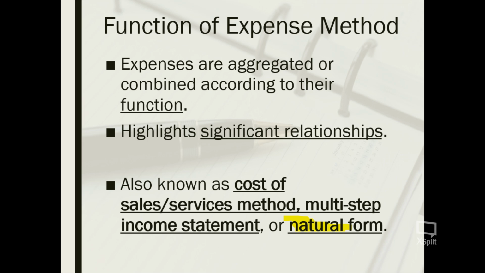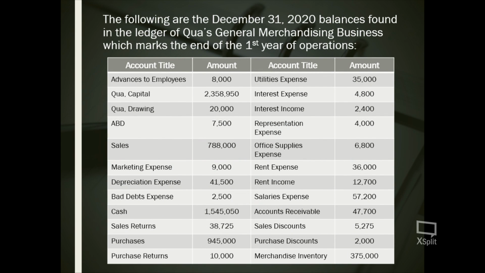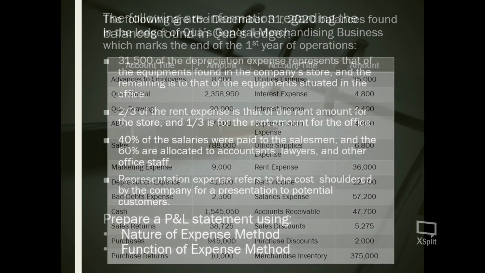So now, para lang makita din natin, para ma-apply natin yung mga natutunan natin so far. Okay, let's try to apply it. So we have here a word problem. Sige, basahin lang natin to saglit. The following are the December 31, 2020 balances found in the ledger of KUA's General Merchandising Business, which marks the end of the first year of operations. So, there are a handful of account titles na nandito with their respective amounts. So, gagawan natin siya ng FF.